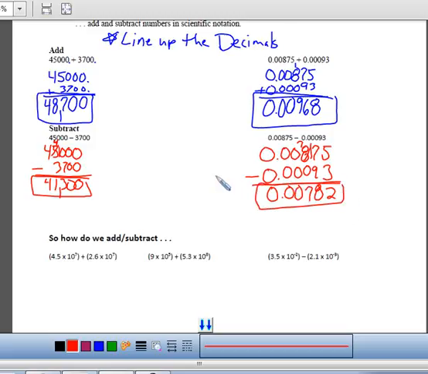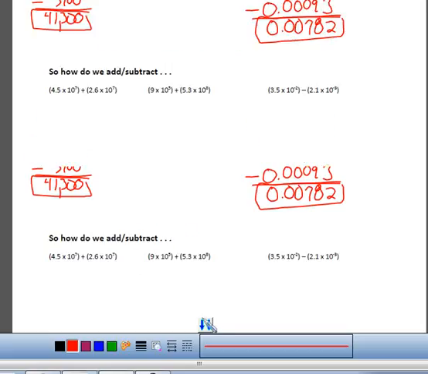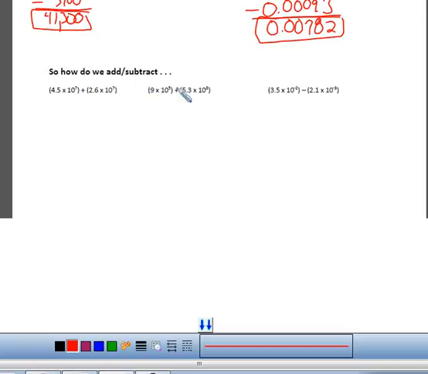Okay, now that we've got some practice adding and subtracting really big and really small numbers, we're going to do this with our scientific notation. Now, here's what we need to do. It's basically 3 steps. Write this down. First, you are going to expand. You're going to write these numbers in expanded form or standard form. Then you're going to solve, add or subtract. Then you're going to convert back to scientific notation.